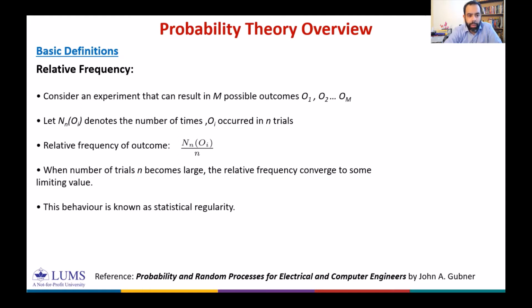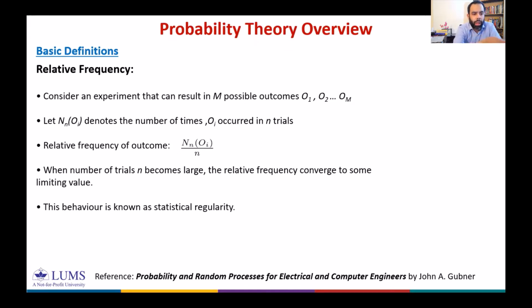Okay, so if we have an experiment that can result in m possible outcomes, O1, O2, up to OM, so these are the possible outcomes. Our goal here is to build a mathematical framework to represent and analyze uncertain phenomena, such as rolling a die or tomorrow's weather, the result of a game between Pakistan and England. To this end, we model the phenomena of interest as an experiment with several, possibly infinite, mutually exclusive outcomes. So we have O1, O2 to OM as the possible outcomes.